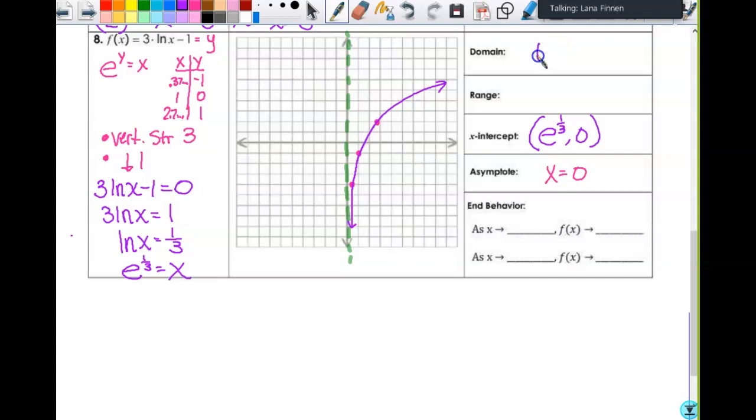My domain, we're going from 0 to infinity. Range is still -infinity to infinity. My end behavior on the left-hand side, x is going to the left. We're not approaching -infinity. We're approaching 0 from the right. Y is going to -infinity. And then on the right-hand side, as x approaches infinity, f of x approaches infinity. What questions do you have?